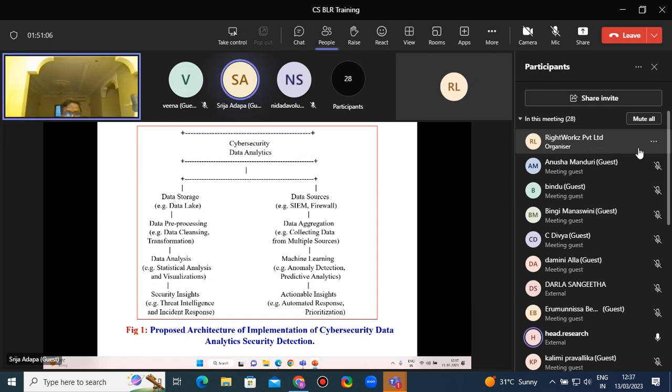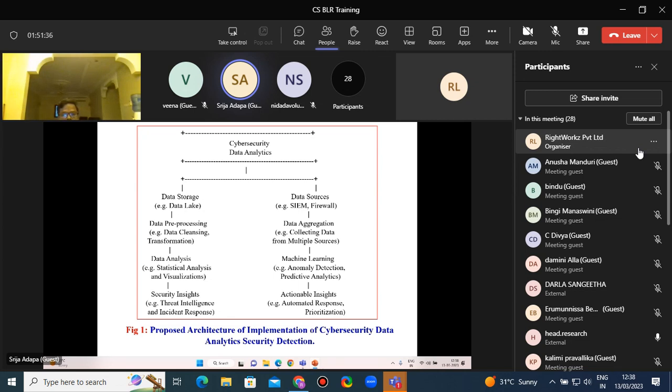Next one is data preprocessing. Data preprocessing is the process of cleaning, transforming, and preparing data for analysis. Here is the process of data cleaning and transformation. The next one is data aggregation. Data aggregation in cybersecurity is the process of combining multiple data points or events into a single entity for analysis. Here we are collecting data from multiple sources.